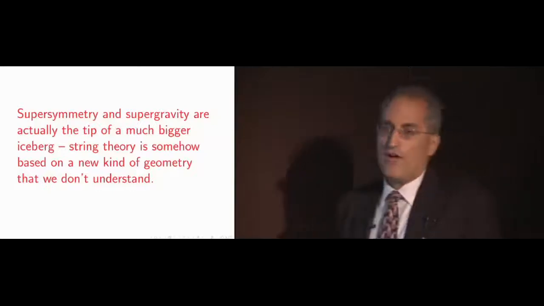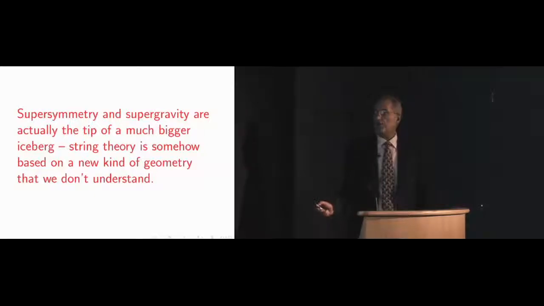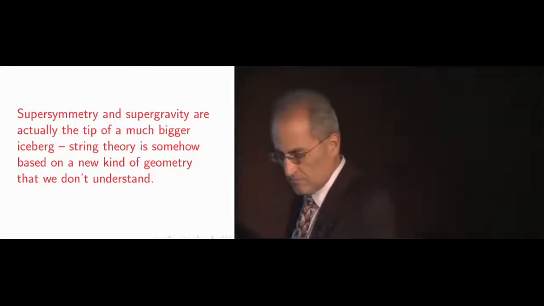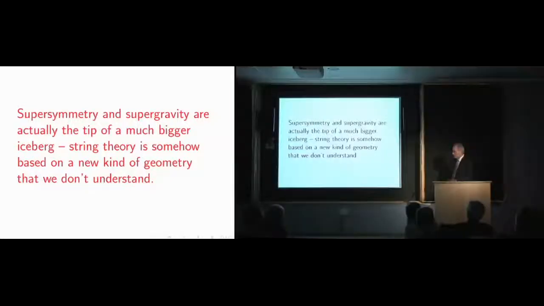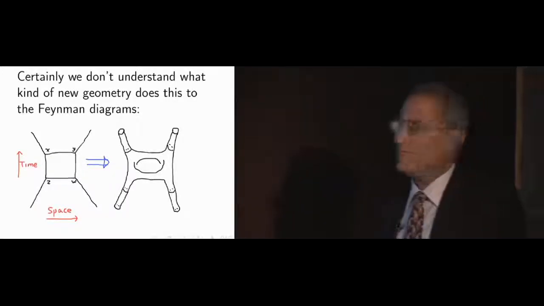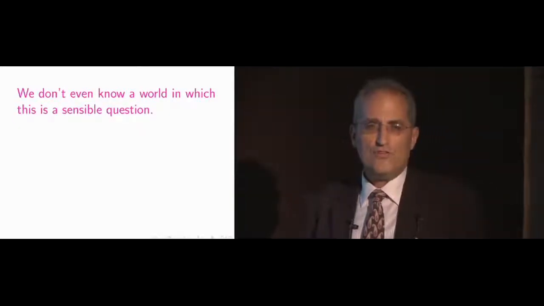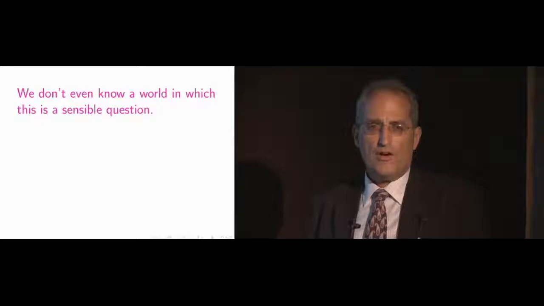Supersymmetry and supergravity are actually the tip of a much bigger iceberg. String theory, which has supergravity as a sort of semi-classical limit, is somehow based on a new kind of geometry that we don't understand. So somehow this is a new kind of geometry that turns this kind of Feynman diagram into this kind. And what that is, we certainly don't know. We don't even have a conceptual world in which it's a sensible question. The question has kind of forced itself upon us without our having, even in hindsight, the ability to understand what it really means.